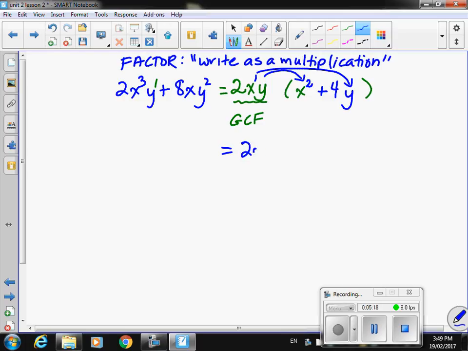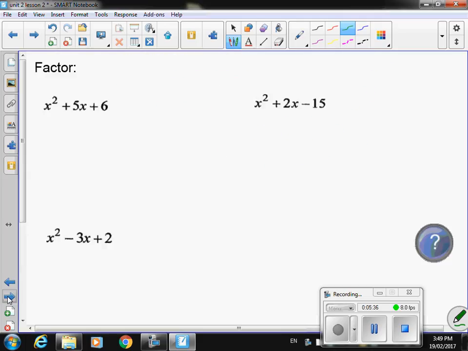I'm just going to write that in one color so it's not quite so confusing. 2xy times x squared plus 4y. If I use the distributive law quickly in my mind and just check, I should get what I started with. And that's called factoring. Today, we're going to do factoring of simple trinomials. So it's a little bit different thought process. If I'm asked to factor, I am asked to write as a multiplication.